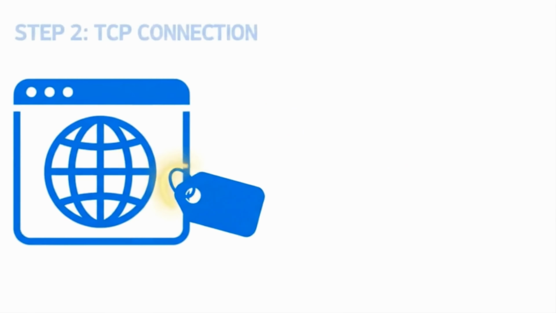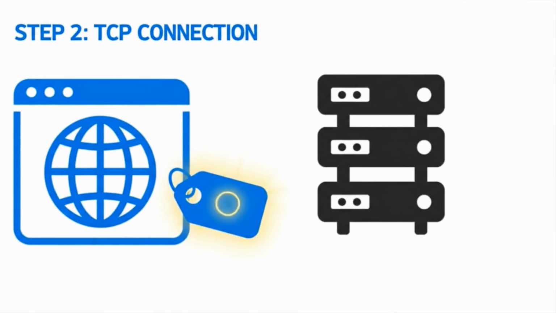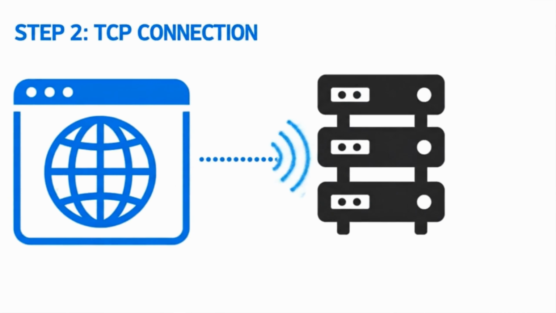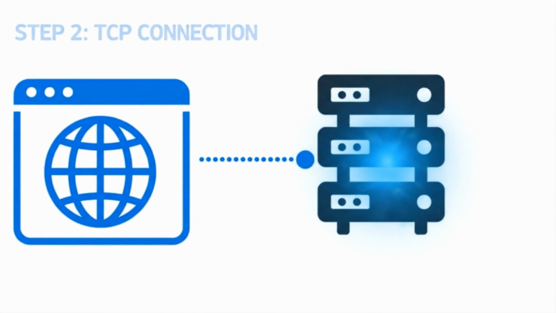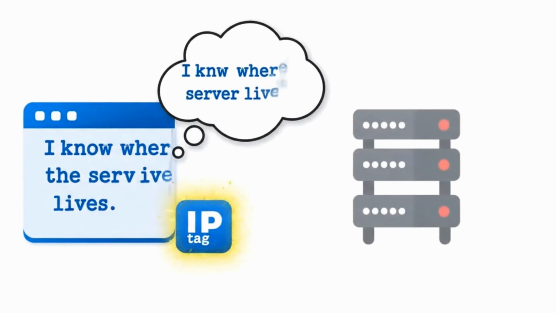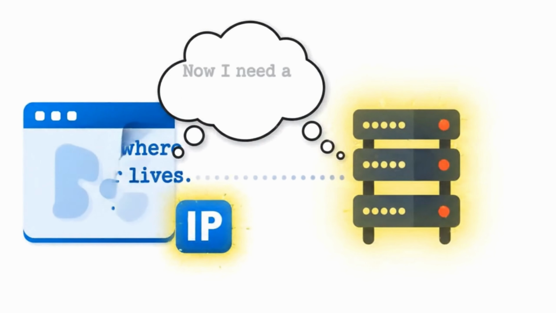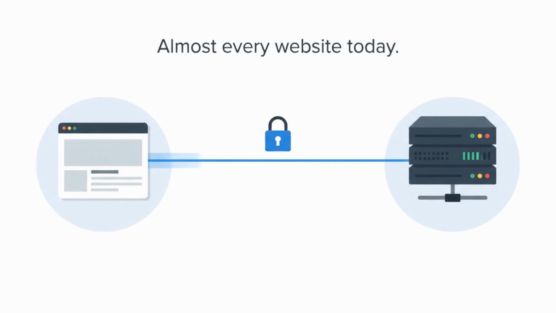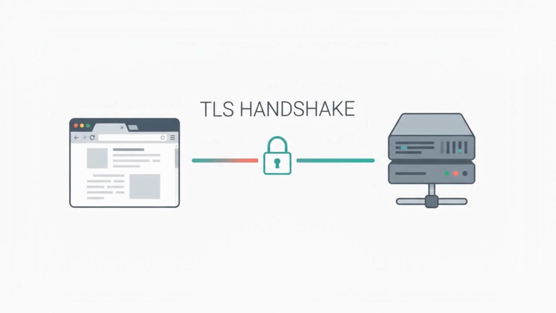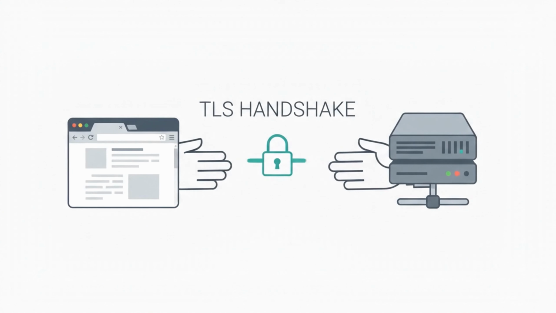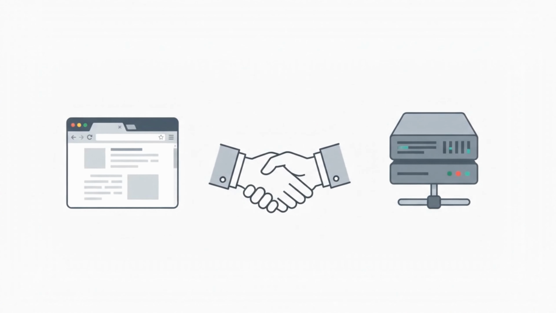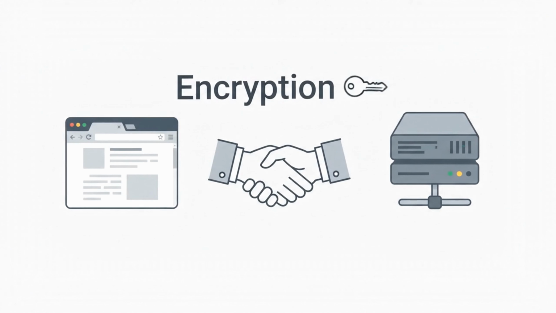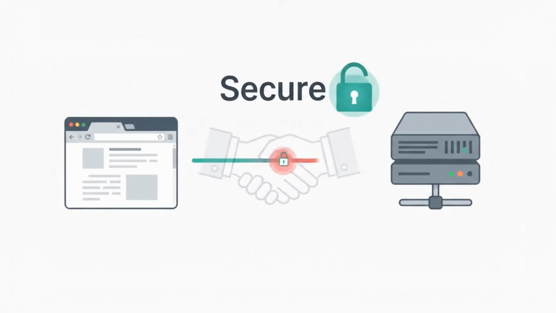So the next step is the TCP connection. Once we have the IP address, the browser needs to actually connect to the server. Think of it like, okay, I know where the server lives. So step 3 is the TLS handshake. Now if we are using HTTPS, which almost every website does today, the client and server perform a TLS handshake. This is where both sides agree on encryption and set up a secure channel.